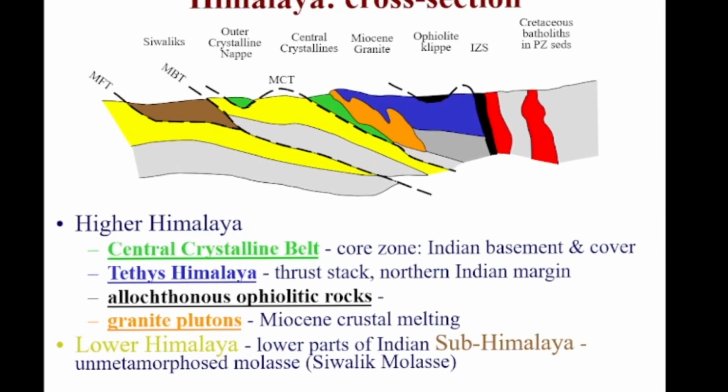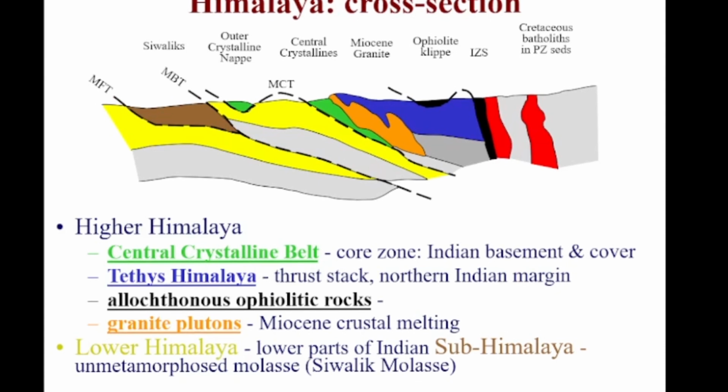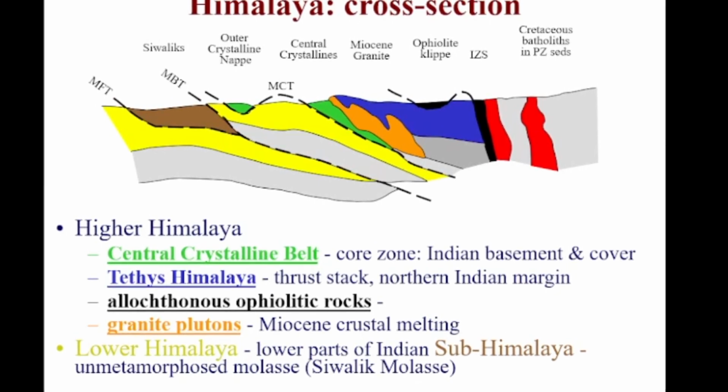Now look at the cross section. The zones we have covered up to this stage, from the north: we have seen the Higher Himalaya, then the Trans-Himalaya, Higher Himalaya, and then the Lower Himalaya. In this sequence of the cross section, you can see these are the central crystalline beds. Which one is that? The greenish color. You can see the greenish color here, at the position of the Main Central Thrust.